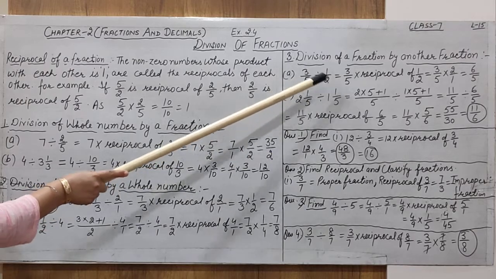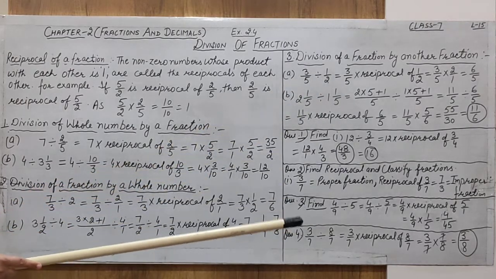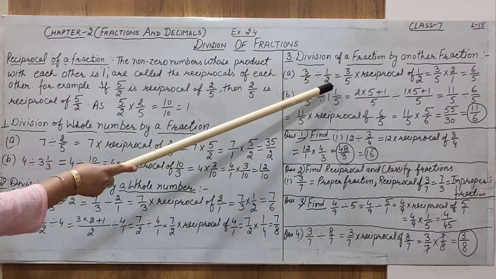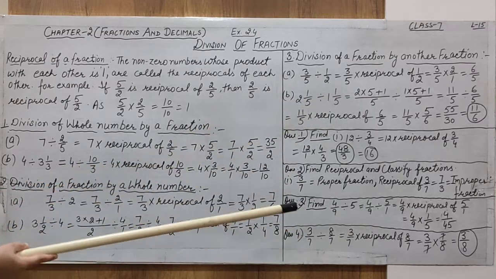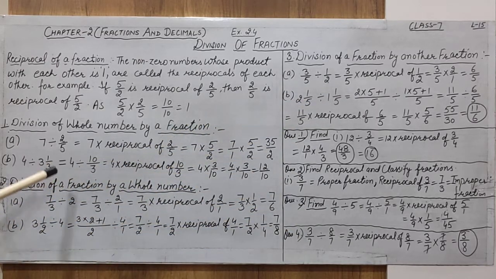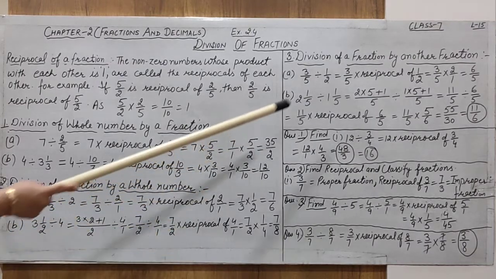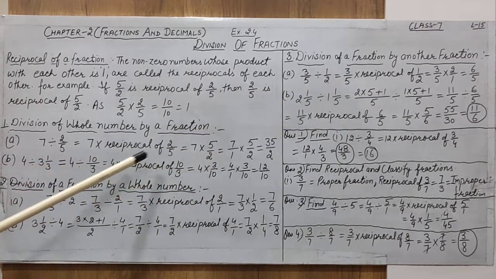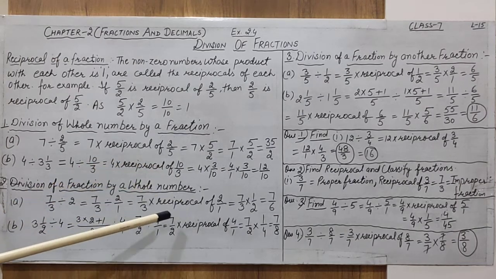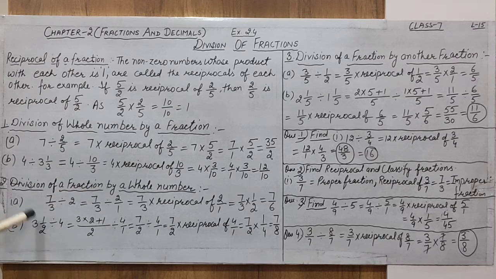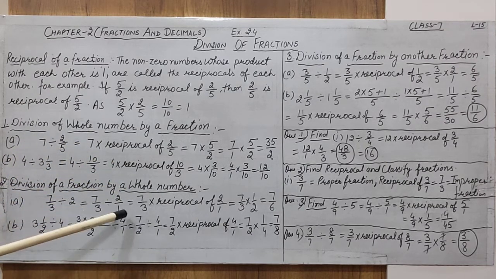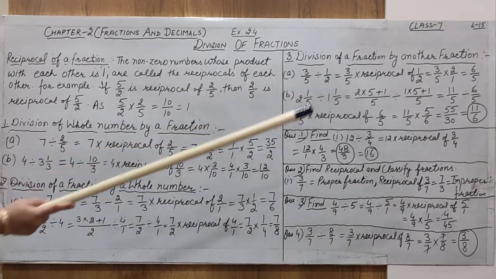3 by 5 divided by 1 by 2. Now, the second part is already a fractional number, so there is no need to change any whole number into a fractional number, because that is already given. You have to just use the reciprocal process. There is no need to use the first step, changing the whole number into a fractional number, because both are fractional numbers.